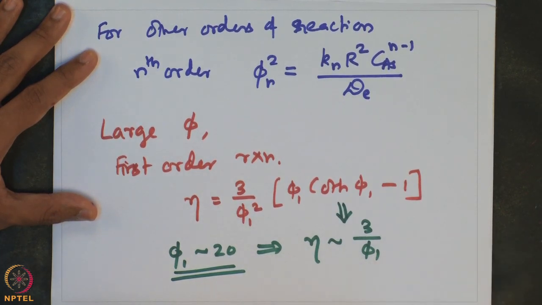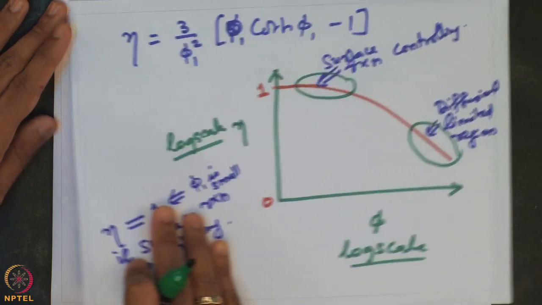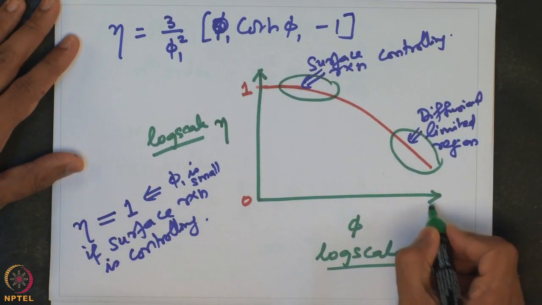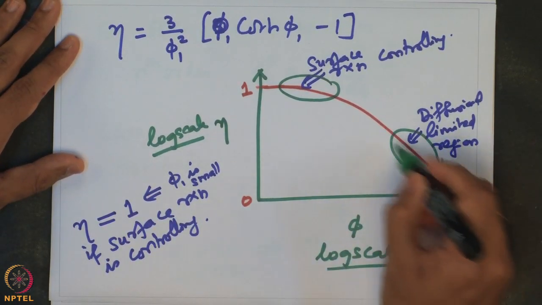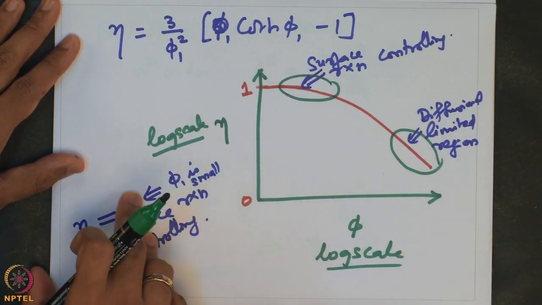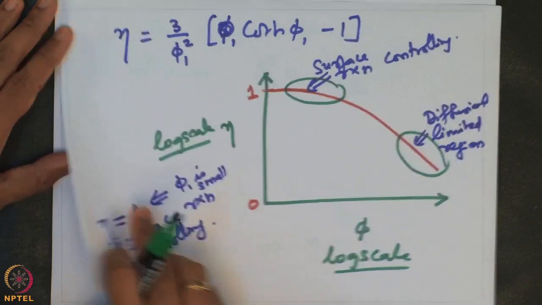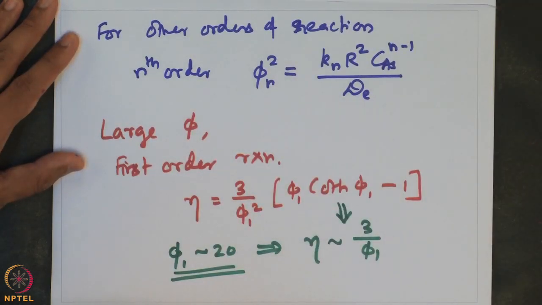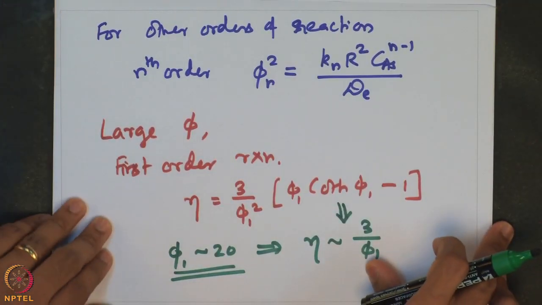And that is what you see in this picture here. For large values of Thiele modulus, you will see that it goes as an inverse relationship with the corresponding Thiele modulus. Eta goes as 3 over phi in the diffusion limited regimes. Now, one can do this exercise of approximation for an nth order reaction as well. So, let us do that.